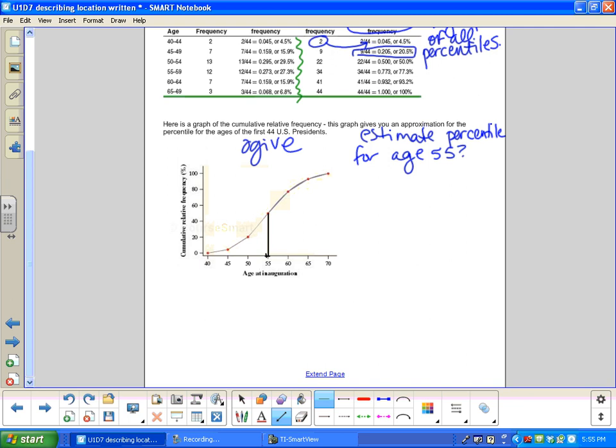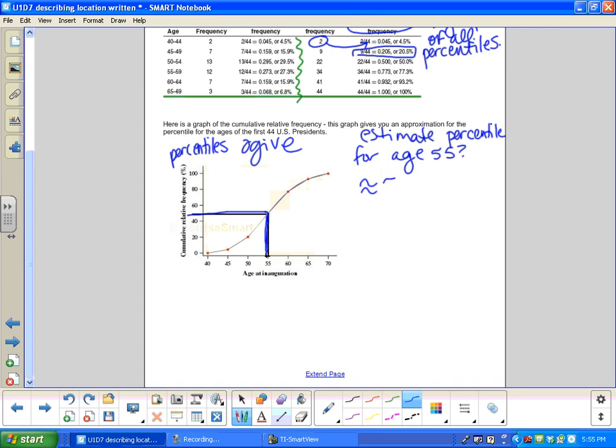And then now we're going to take this right here and we're going to go over there and we're going to see what the percentile is. So this over here on your y-axis for your cumulative relative frequency is just your percentiles. So they want to know the percentile. For age 55, I go to 55, I go up to my graph like this, see my line, and then I go over and I see it's approximately the 50th percentile.